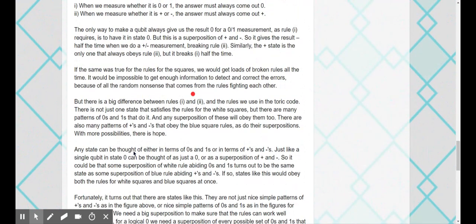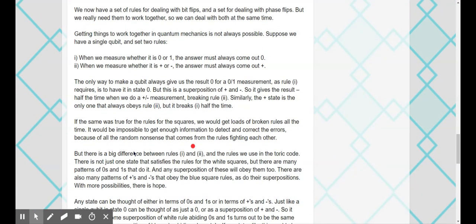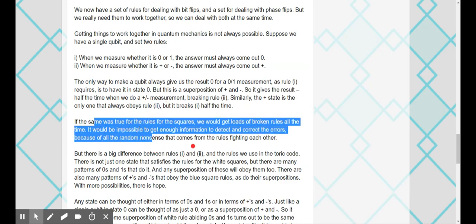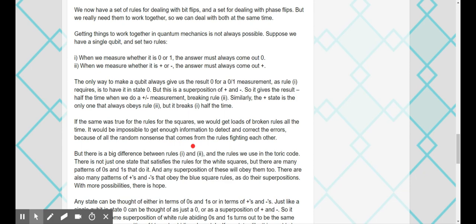So if the same was true for the toric code rules, the squares would get lots of broken rules all the time. It would be impossible to detect and correct errors because of all the random nonsense that comes from the rules fighting each other.